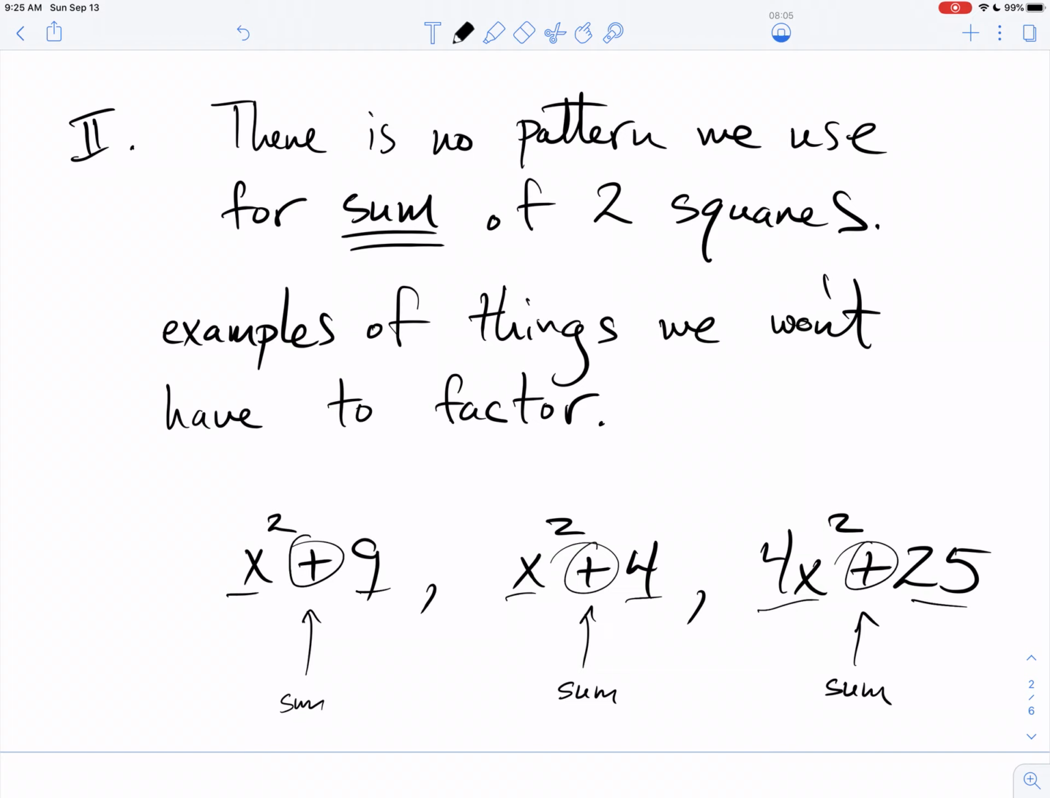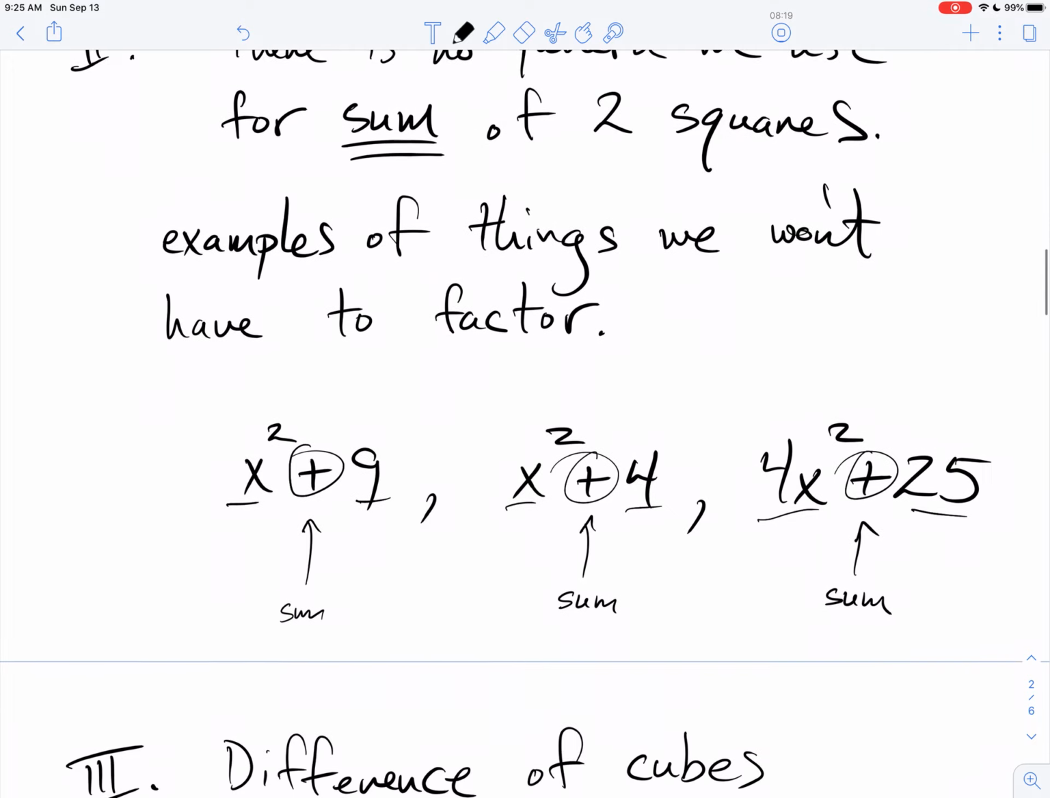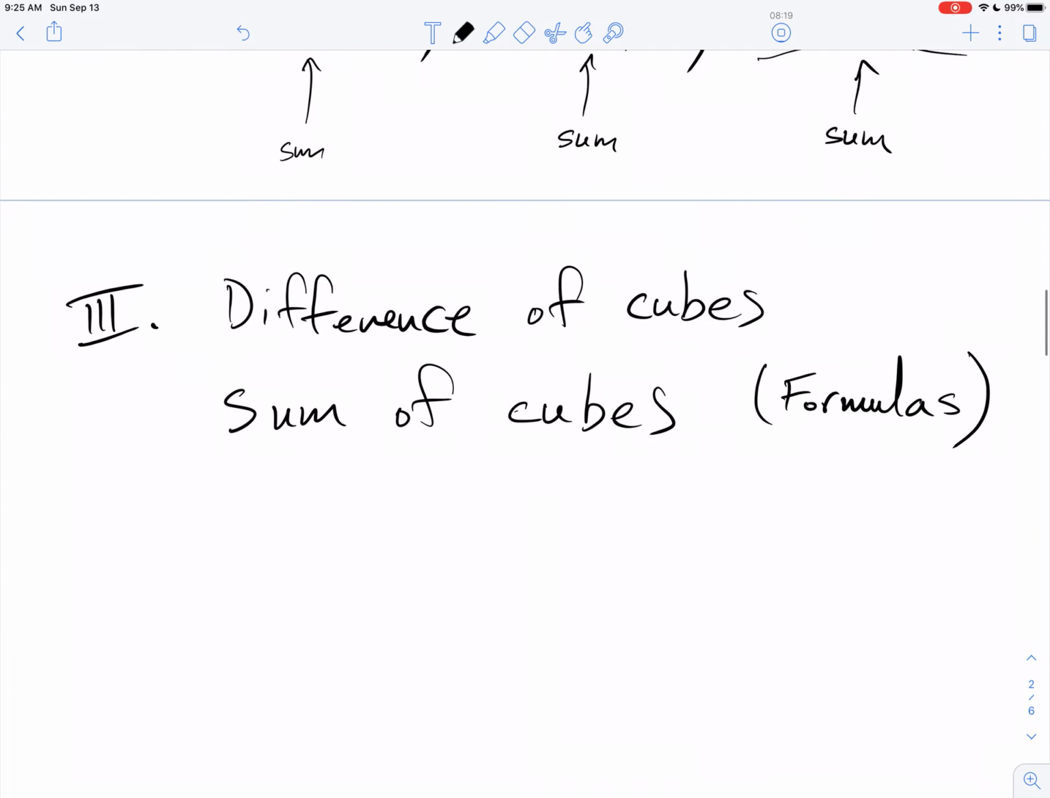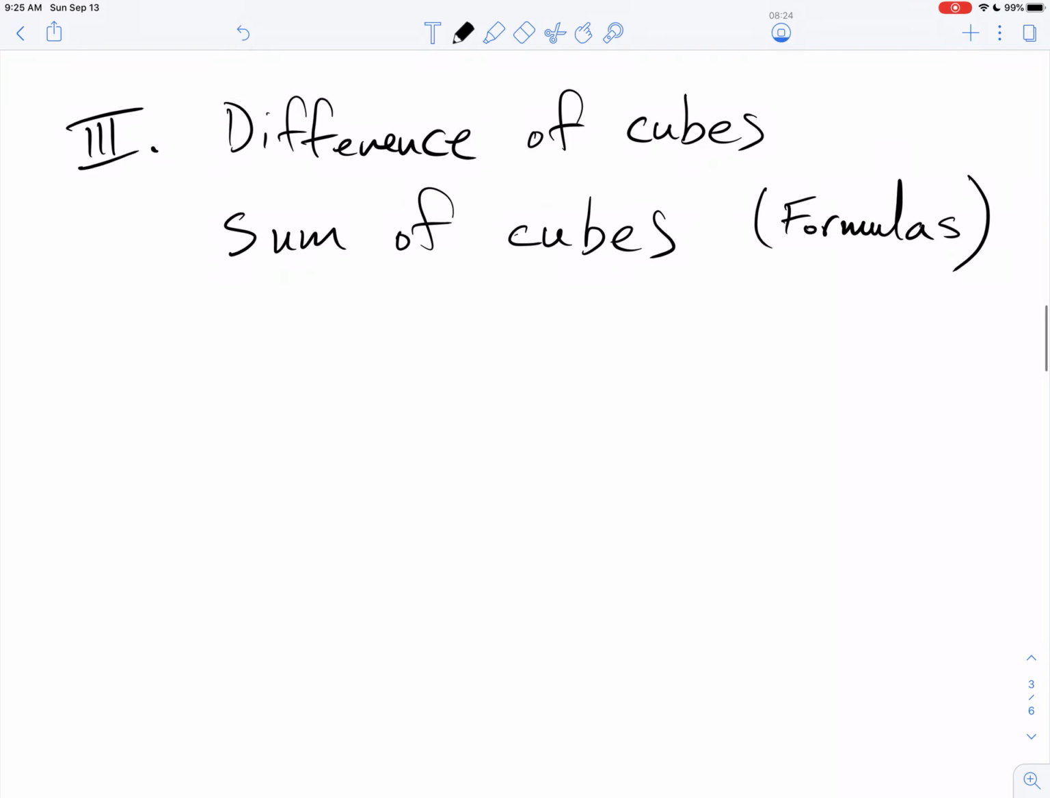Let that sink in for a second, because now I'm about to show you something new. This is something we do not show you in Algebra 1. This is something that we wait and let you know at the Algebra 2 level. So here we go. Ready? The difference of cubes and the sum of cubes. Cubes are not squares, okay?